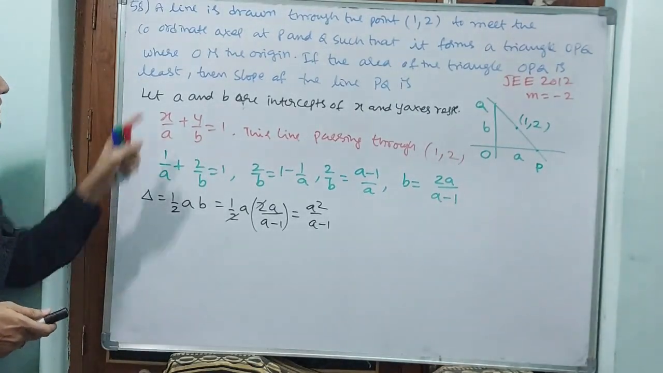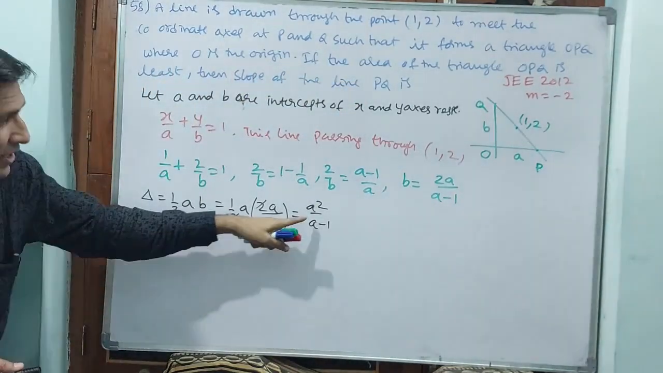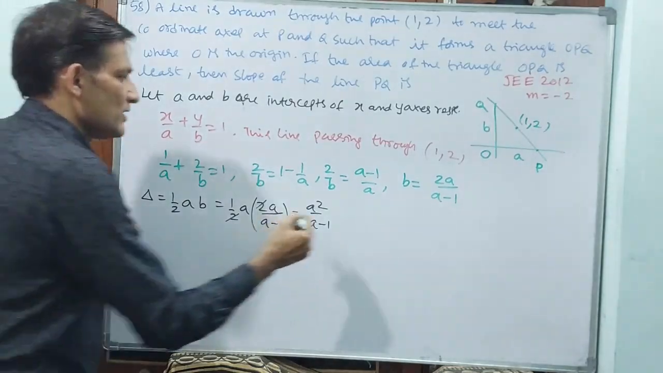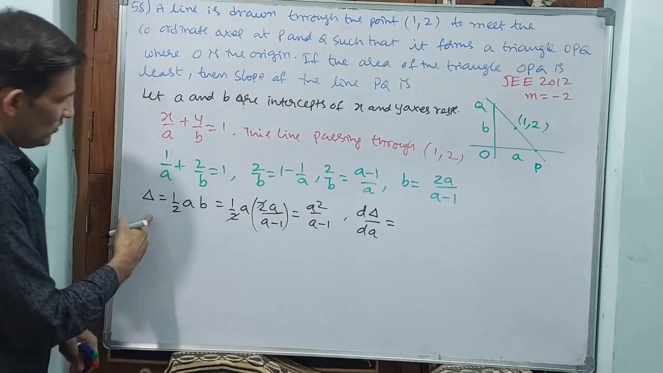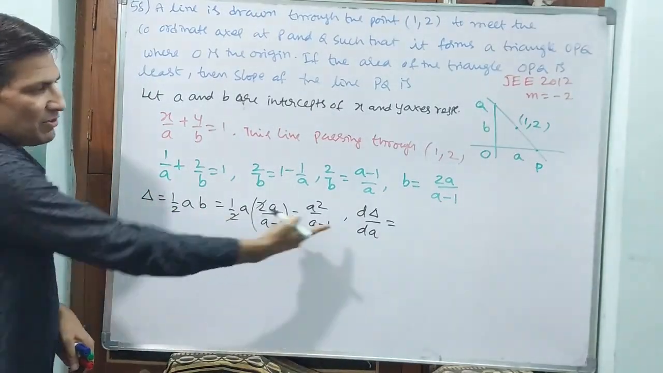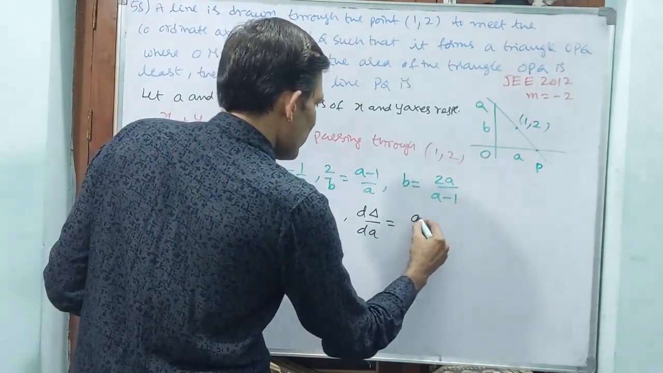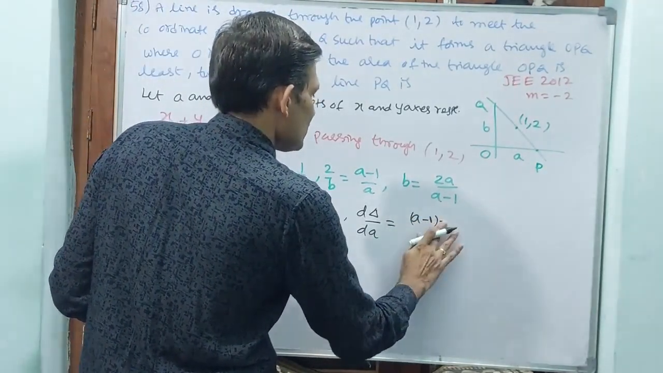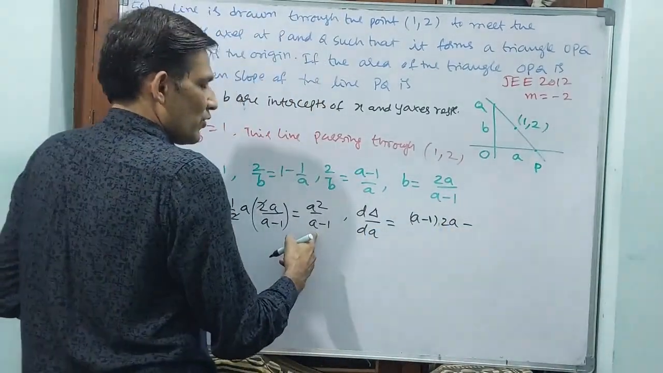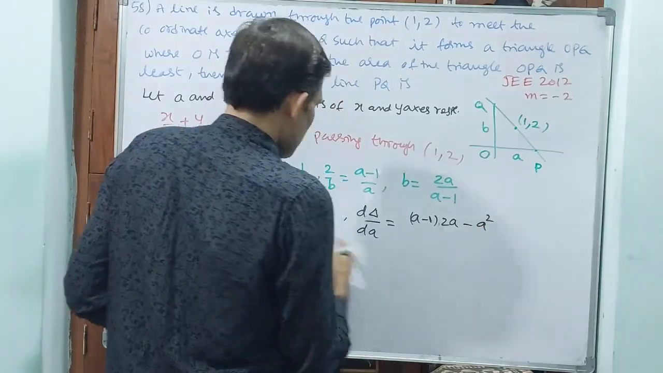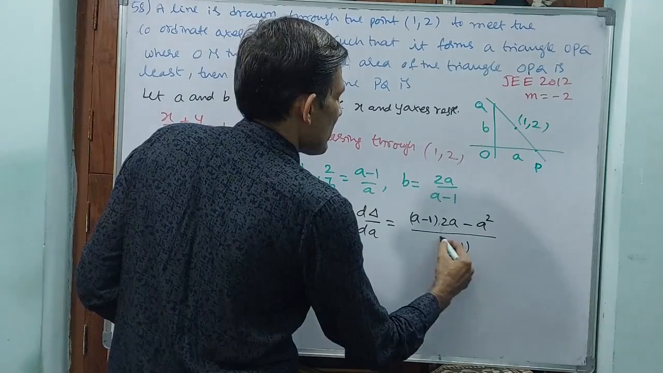Least area of the triangle. Least means we are differentiating the area. A is the variable here, so dΔ/dA equals the derivative of the area with respect to A. It is in u by v form, so it is (v times d/dx of u minus u times d/dx of v) divided by v squared: 2A minus u into d/dx of v, divided by (A minus 1) whole square.